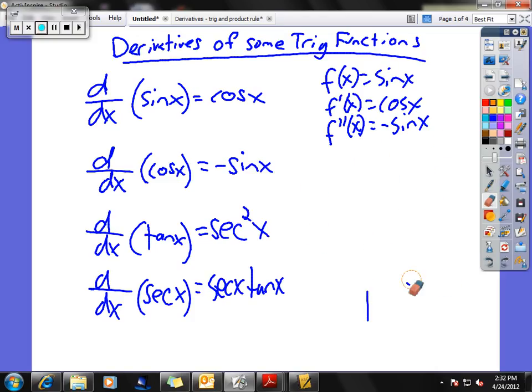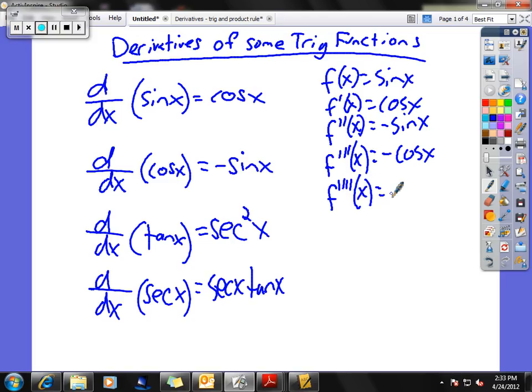Because there is a pattern there. So what about f triple prime of x? Well, the derivative of sine is cosine, and we have the negative in front. That just stays there. So then the next one would be positive. 1, 2, 3, 4. Negative cosine.